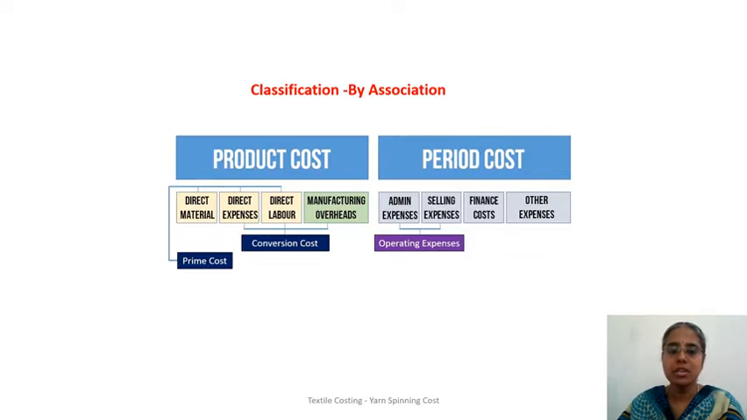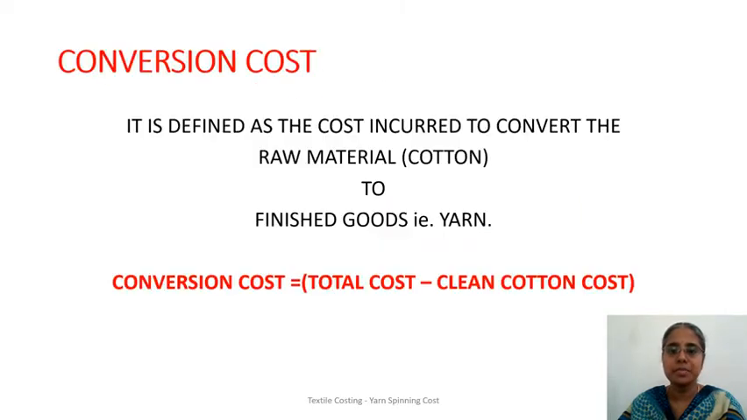The direct material cotton especially is not under our control. This conversion cost has to be controlled to a very great extent to attain profitability in an organization. So what is this conversion cost? The conversion cost is equal to the total cost minus clean cotton cost or the raw material cost.